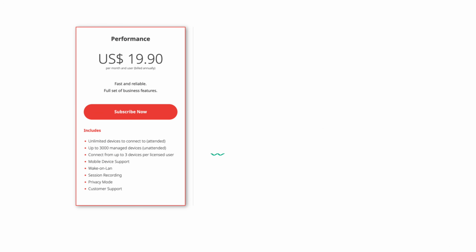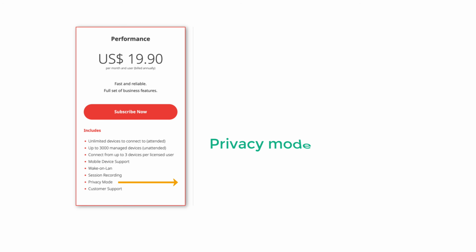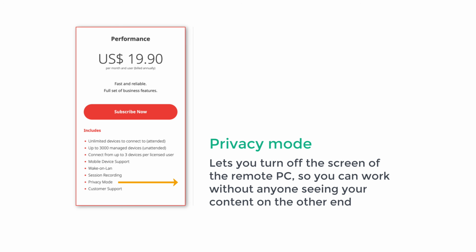So the first feature is Wake on LAN. This feature lets you wake your PC from sleep or boot it up to access your files anytime you want. And the next feature is Privacy Mode, which lets you turn off the screen of the remote PC so you can work without anyone seeing your content on the other end.